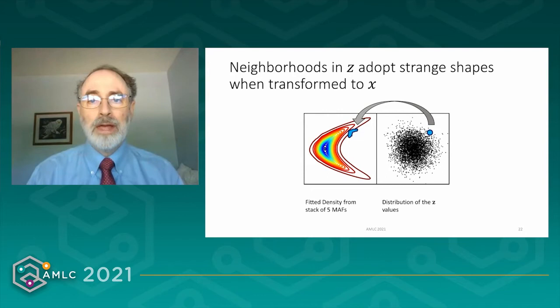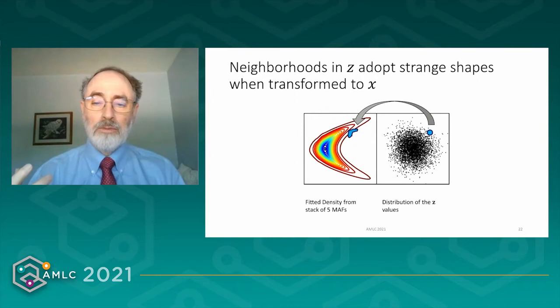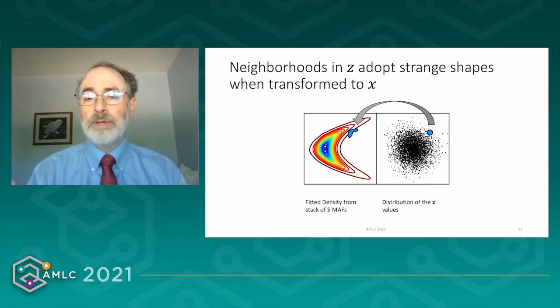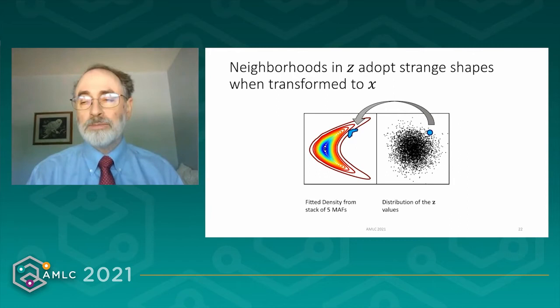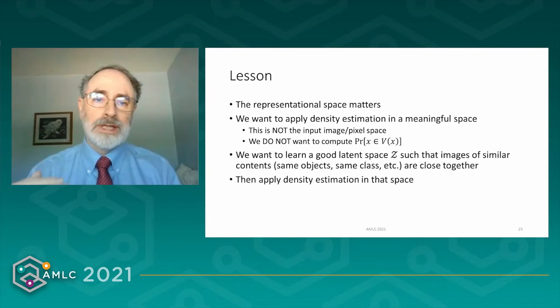And so, since we want to use density for anomaly detection to detect a region of the space that has very few data points in it, unfortunately, after transformation, that may not correspond to a nice compact region. So this may explain why people have not had very good luck trying to use deep density estimation for anomaly detection. So I think the lesson is that the representational space matters.